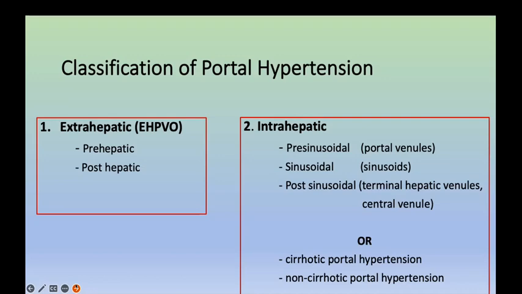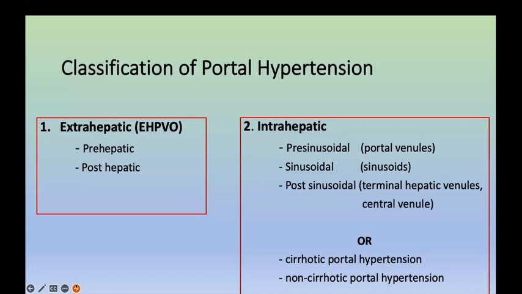Whereas for intrahepatic portal hypertension, there are two main classifications in the literature. One depends on the site of the obstruction at the sinusoidal level. It could be at the pre-sinusoidal level, like the portal venule, or in the sinusoid, like in cirrhosis, where you will see fibrosis or nodules or any dynamic changes that can cause pressure inside the liver, which is sinusoidal, and it could be post-sinusoidal as well, which is the terminal part or the central vein.